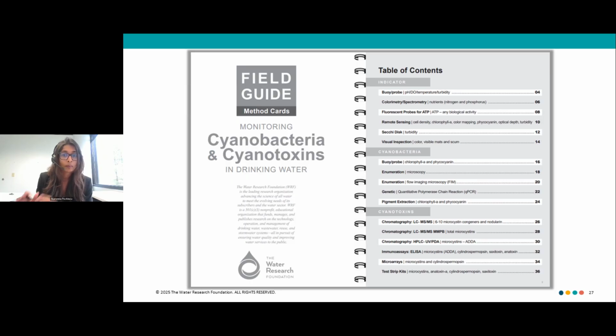So to give you a peek into the field guide, this is what it will look like as soon as you open it. You'll see the table of contents, and I wanted to show you a quick peek on how many methods are under each of these categories that I just mentioned: indicators, cyanobacteria, and cyanotoxins. I'll walk you through some example method cards, and then we will hand it over to Hussein to talk about how data from each of these methods needs to be managed and interpreted at the back end.